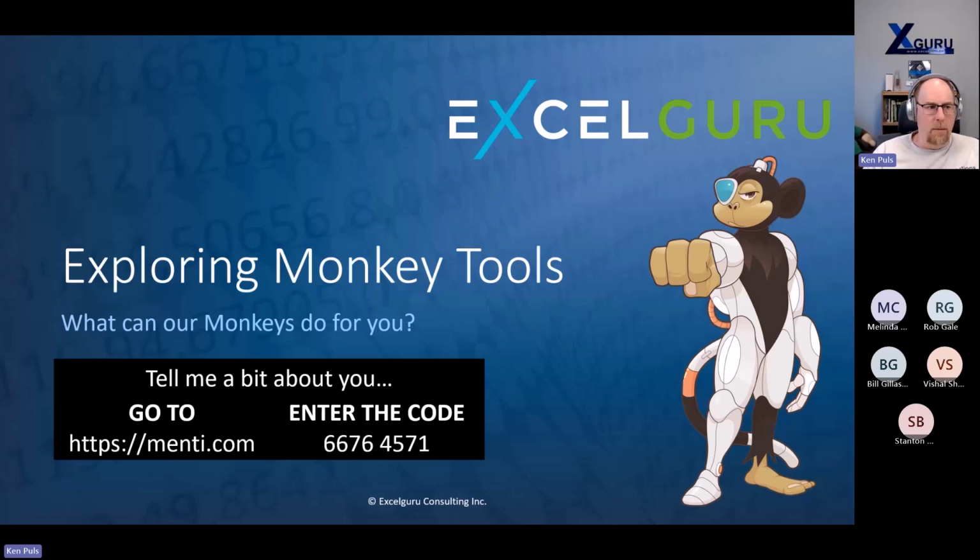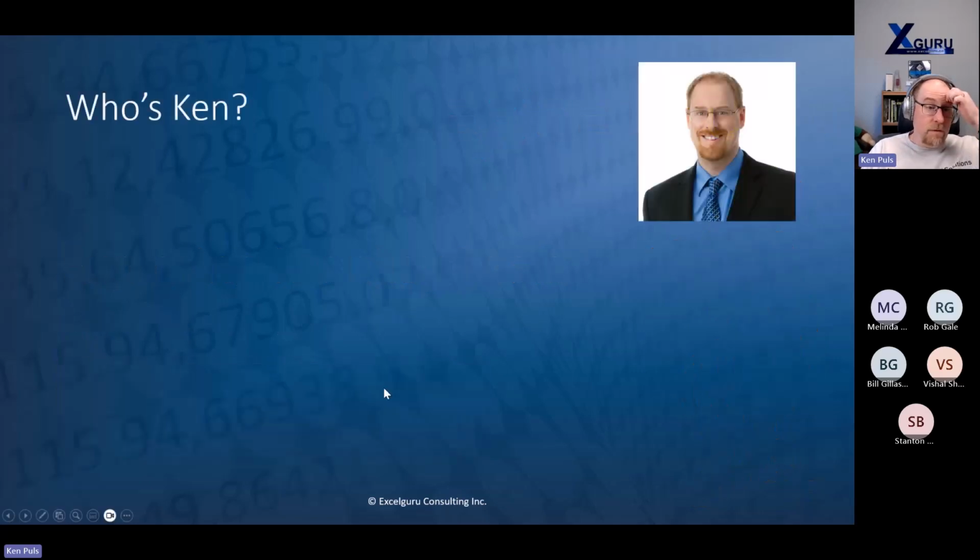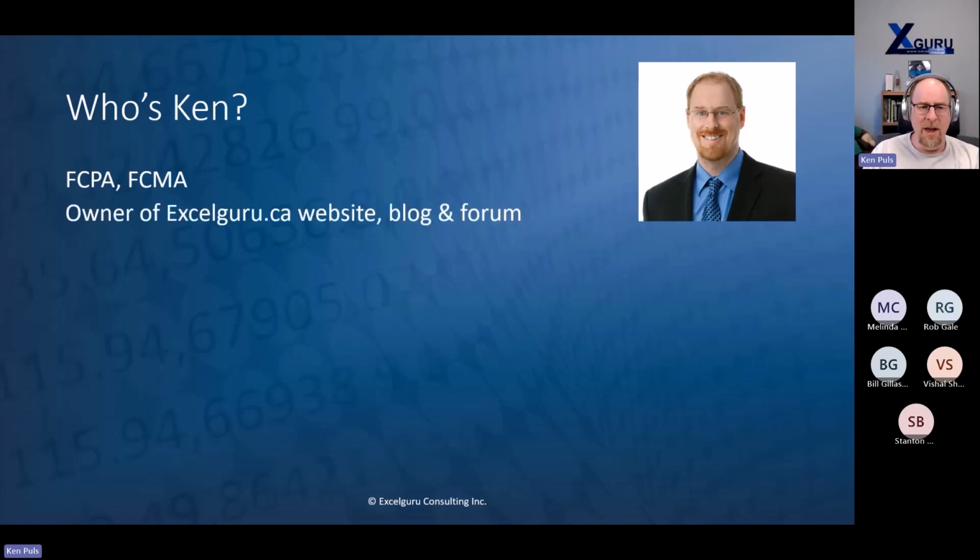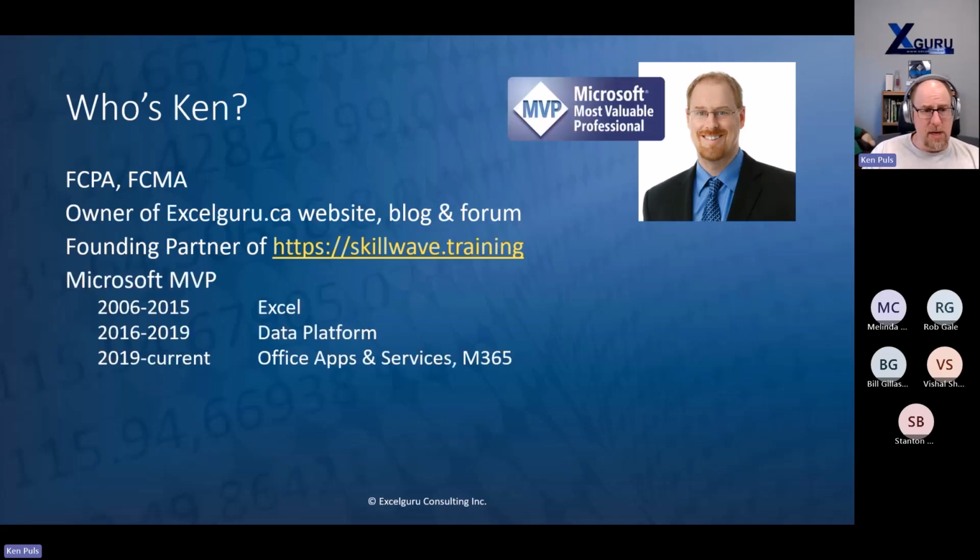So here we go. All right. Just in case folks aren't aware of who I am, my name is Ken, obviously. I am clicking in the wrong places. I am an accountant, an FCPA, FCMA based in Canada. I run a little website called excelguru.ca. We've got a blog and a forum, all kinds of good stuff there. And I'm one of the founding partners behind the Skillwave Training platform. I am a Microsoft MVP, have been since 2006. I'm currently awarded in 2 categories, both Office Apps and Services and Data Platform, which is the category that looks after Power BI.